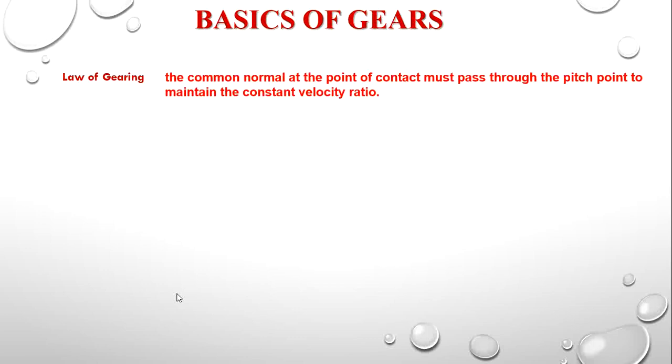Now we'll go with one of the important things, the law of gearing: how the two gears are mating. The law of gearing states that the common normal at the point of contact must pass through the pitch point to maintain a constant velocity ratio. That means if two surfaces are mating, we have to draw a common normal. We draw a tangent and a normal, and the common normal should always pass through the same point, that is called the pitch point. Only if that is satisfied can that curve do gearing. That is the law of gearing.